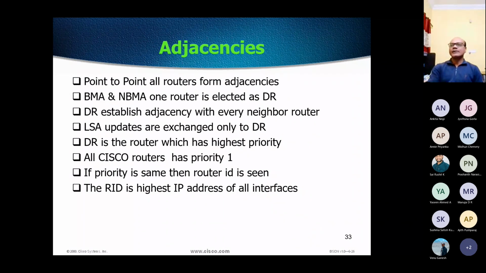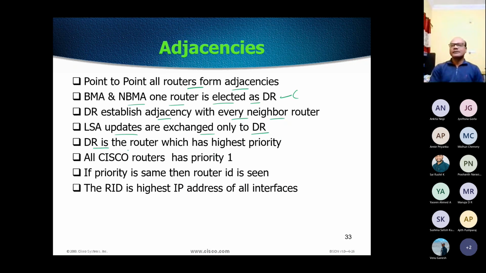Remember guys, in point to point, all the routers form the adjacency. For broadcast and non-broadcast networks, one router is elected as your DR. DR is nothing but your designated router. The DR establishes the adjacency with every neighbor router. So LSA updates are exchanged only with the DR, as I told you. It will give updates only to the area 0 router which is connected. Maybe you connected to your area 1. Any changes in your network, you're going to update only for the area 0 network.